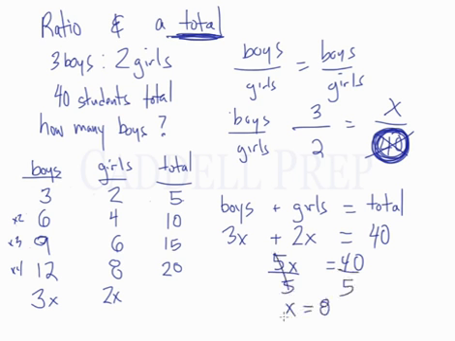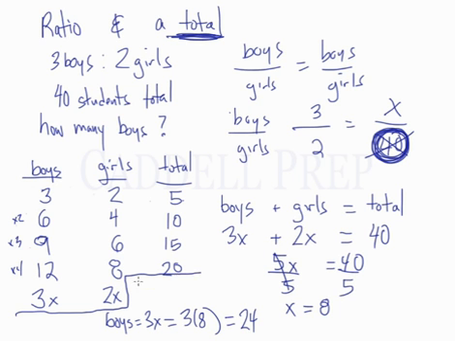Okay, at this point, keep in mind that 8 is not our answer. This isn't the number of boys. Boys equals 3x. So boys equals 3 times 8 because x equals 8. So the number of boys is 24. Okay, girls, 2x. So girls, 2 times 8, 16.